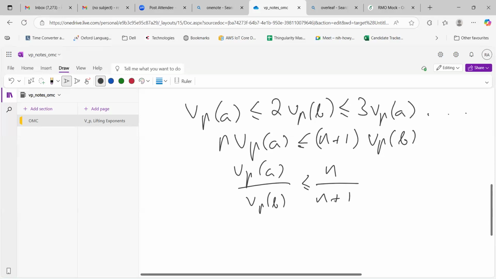Can anyone say? Sanskar says, yes, hello. So if n is an even number, how do you relate VP of B by VP of A? You can take the limit n to infinity, right? Yes. So you have 2 VP of B is less than or equal to 3 VP of A and so on. If n is even, you have n VP of B is less than or equal to n plus 1 VP of A.